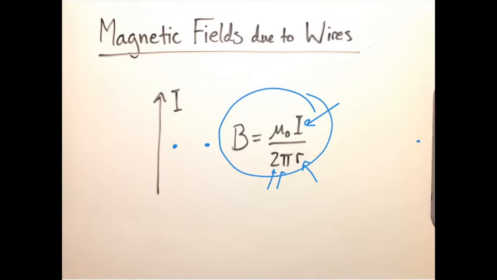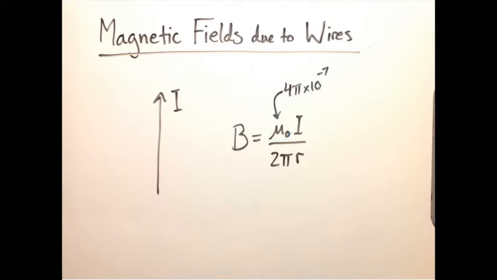There is one thing in here that you've probably never seen before, however, and that is mu naught. It has nothing to do with friction. That's called the vacuum permeability or magnetic permeability, and it has a value of 4 pi times 10 to the negative 7th.